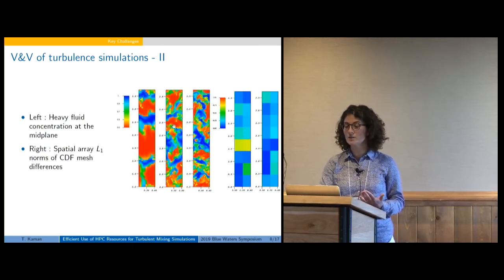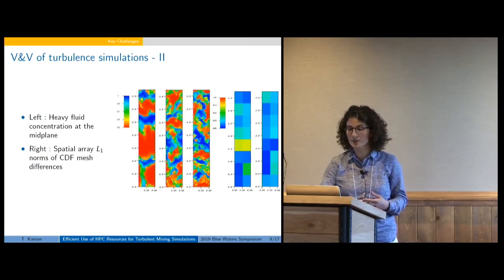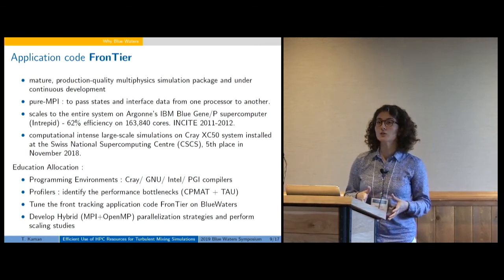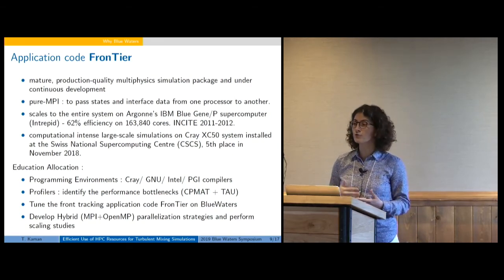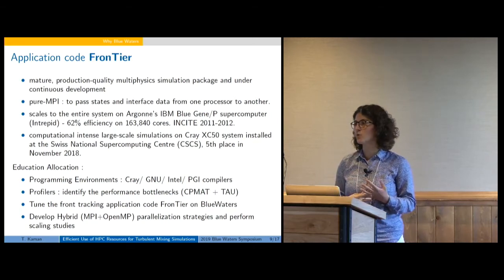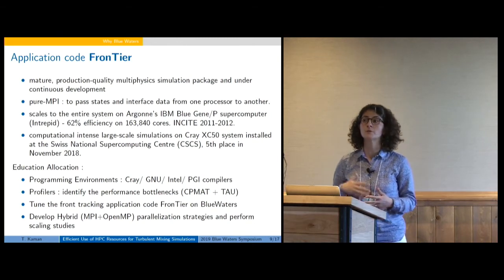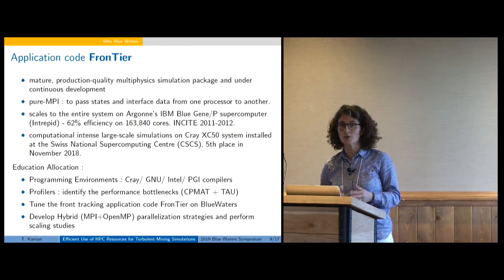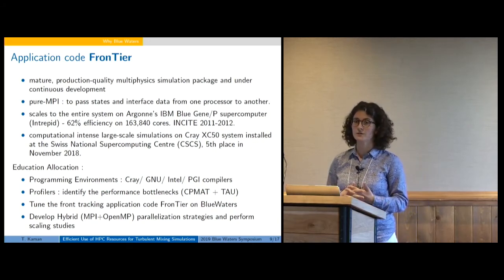With large eddy simulation, if you have a moderate mesh as well as the subgrid scale, you can actually get good resolutions. The application code that I have been using is called Frontier. It's a mature, production quality multi-physics simulation. It has compressible, incompressible, and MHD capability, and is under continuous development to keep track with high-performance computing as well. When we started this project, this code was purely MPI parallelized, to pass states and interface data from one processor to another.